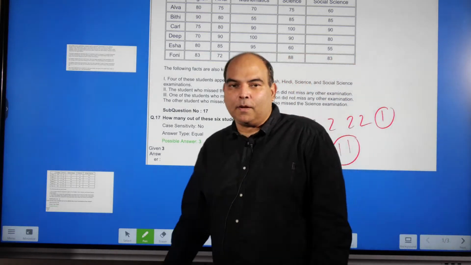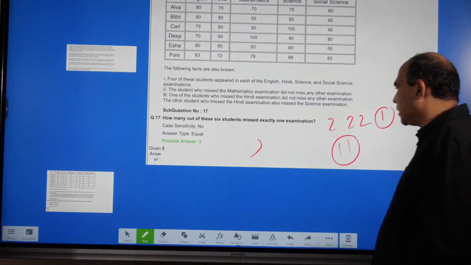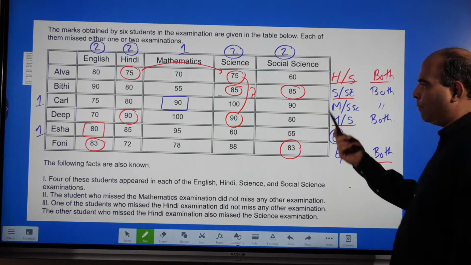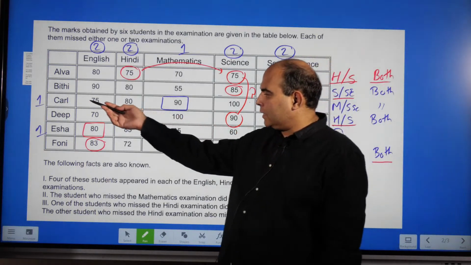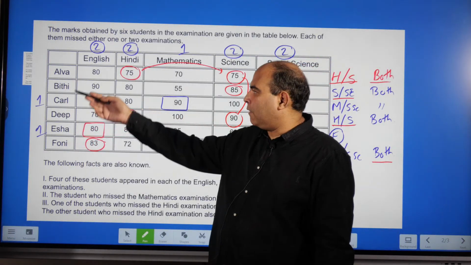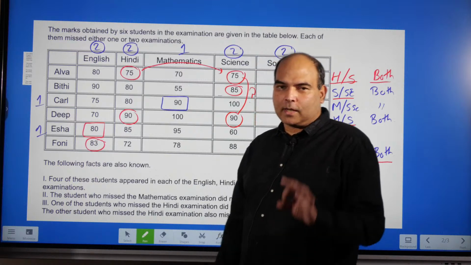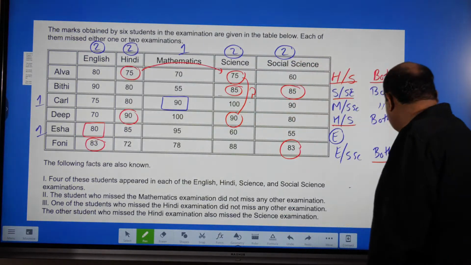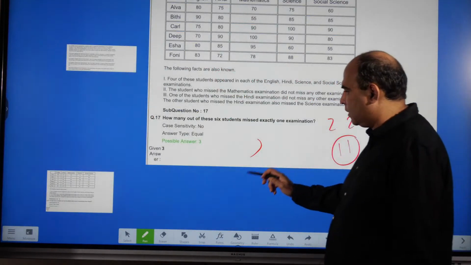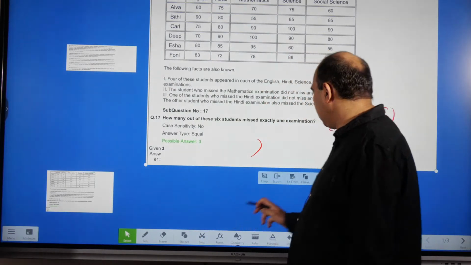So there have to be 3 people who have missed exactly one exam. If I look back again, Carl is definitely one exam, Isha is definitely one exam, and one amongst Alva and Deep has missed one exam. So there are 3 people who have missed exactly one exam. So that makes it 3.